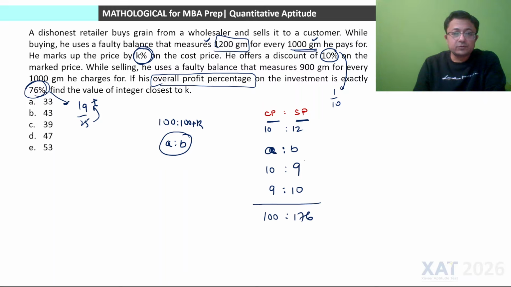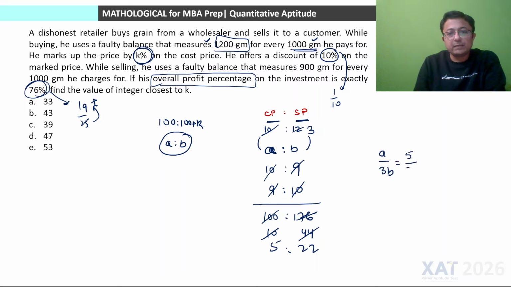तो 9:10 10:9 ये तो कैंसिल आउट हो गया, और क्या कैंसिल आउट हो गया, 10 से यहाँ पे बचेगा अपना ओनली 10. 12 से कैंसिल आउट कुछ होगा, 3 बचेगा यहाँ पे, और दिस विल बी इक्वल टू 44. ओके, दिस विल बी फर्दर बी कैंसिल आउट, 5:22 आ गया अल्टीमेटली. सो बेसिकली A/3B is equal to 5/22, and hence A/B becomes equal to 15/22.